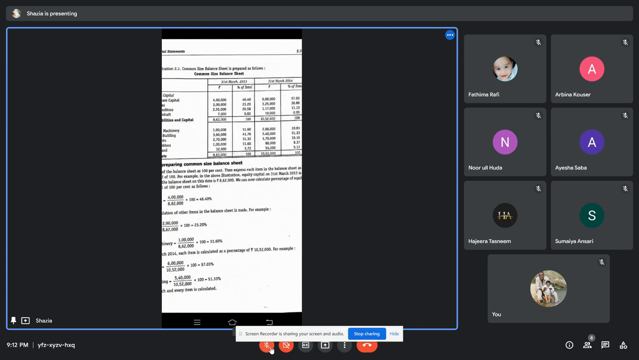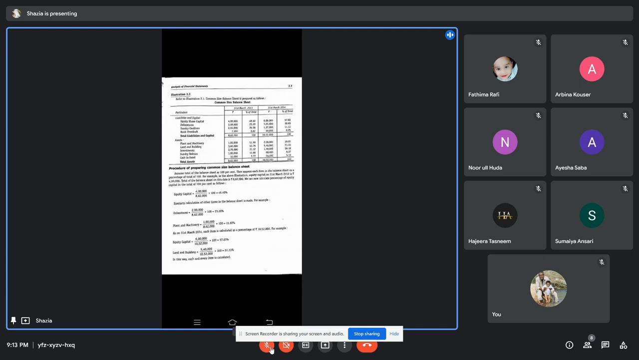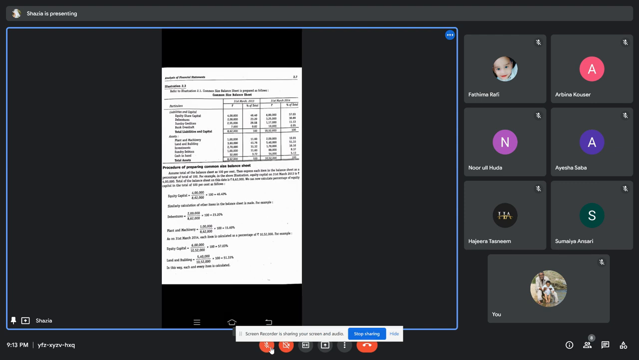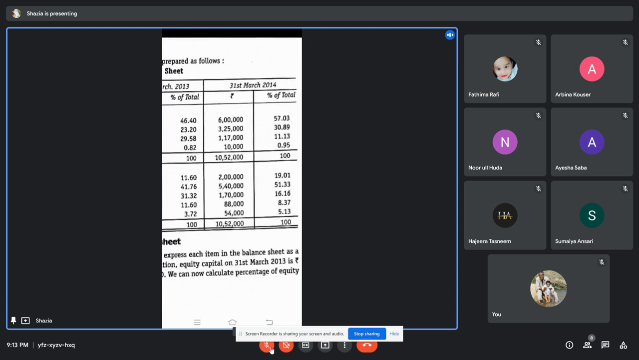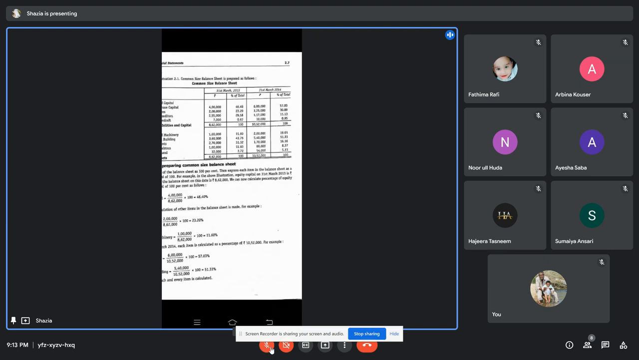We'll go to the next thing. What is the next year? For 2014, what is the amount? 3,25,000. But for the next year, the total liability is 10,52,000. So 3,25,000 divided by 10,52,000 into 100 is 30.89%. Same way you have to do it for the rest of the liabilities as well.